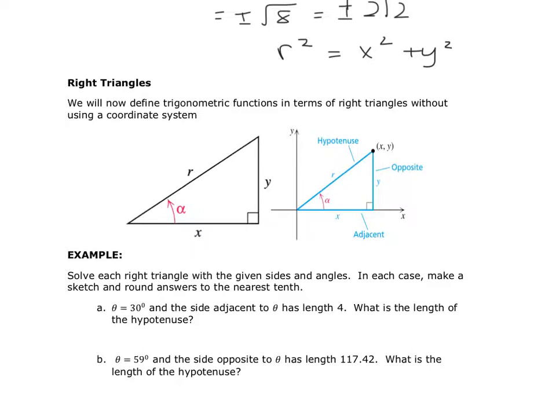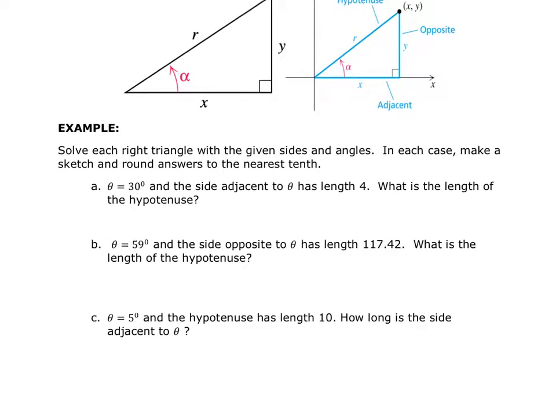So we have the angle is 30 degrees. The side adjacent to theta has a length of 4. What is the length of the hypotenuse? How do you know? So we're using x, y, r all day long. The one adjacent is 4. This is 30. So do you want to use sine or cosine? Which one do you want to use?